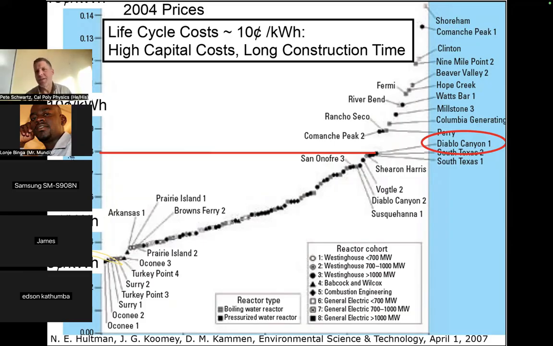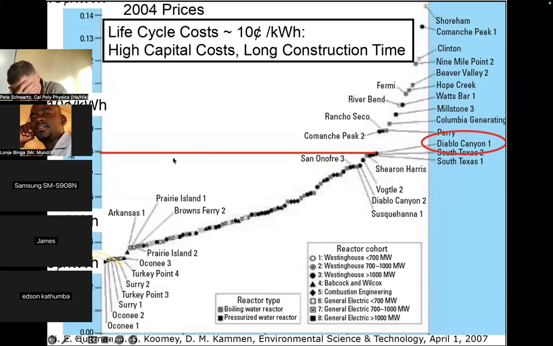So in theory, nuclear energy should be cheap, but in practice, it's not. And we have this, which isn't a simulation. These are all of the nuclear reactors in the world, sorry, not just the United States. And they calculated the cost of the nuclear energy. Here is Diablo Canyon. This is the one near my house, and it's pretty expensive.